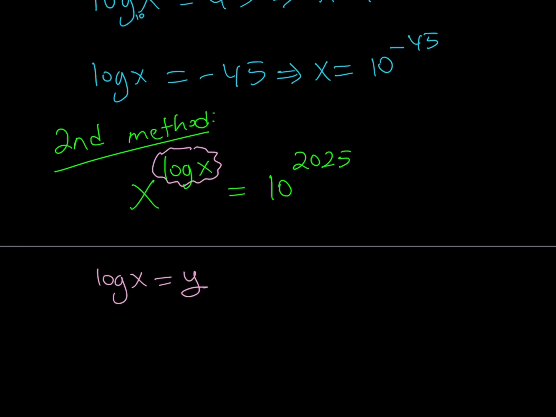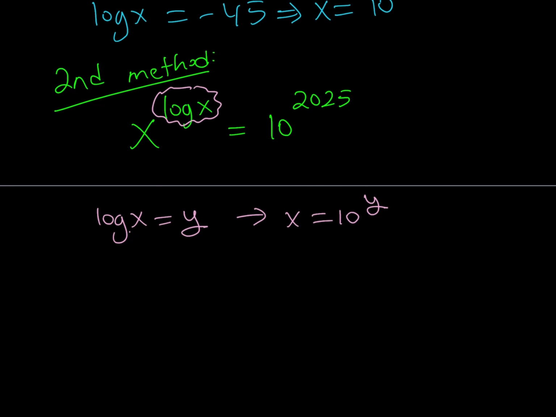So if log x is equal to y, using the definition of log, remember the base is 10, x becomes 10 to the power y. Great. So now I can replace x with 10 to the power y, and I can replace log x with y, and things are going to get better. Let's see how this works. X will be replaced with 10 to the power y, and the exponent log x will be replaced with y, and the right hand side is going to stay the same.